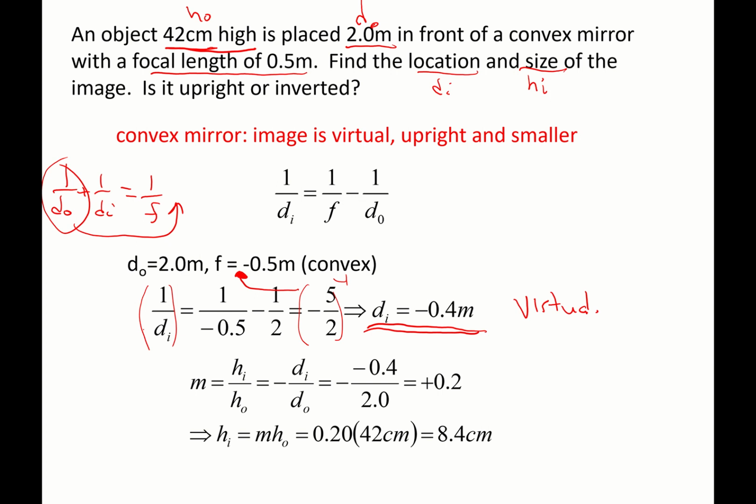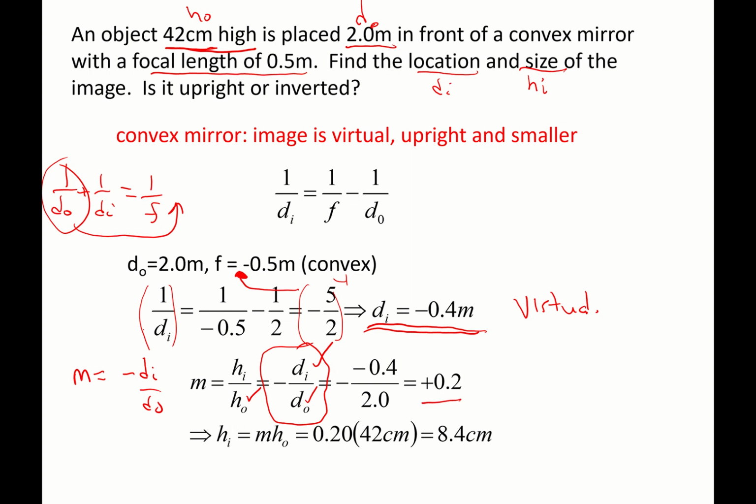Okay, how about the magnification? Magnification is the height of the image over the height of the object. So I know the height of the object. And it's also equal to minus dI over dO. And I know dI now, and I know dO. So I can calculate my magnification using that second part of the equation. So minus dI, the negative of negative 0.4, which gives me plus 0.4, over 2. So my magnification is plus 0.2.